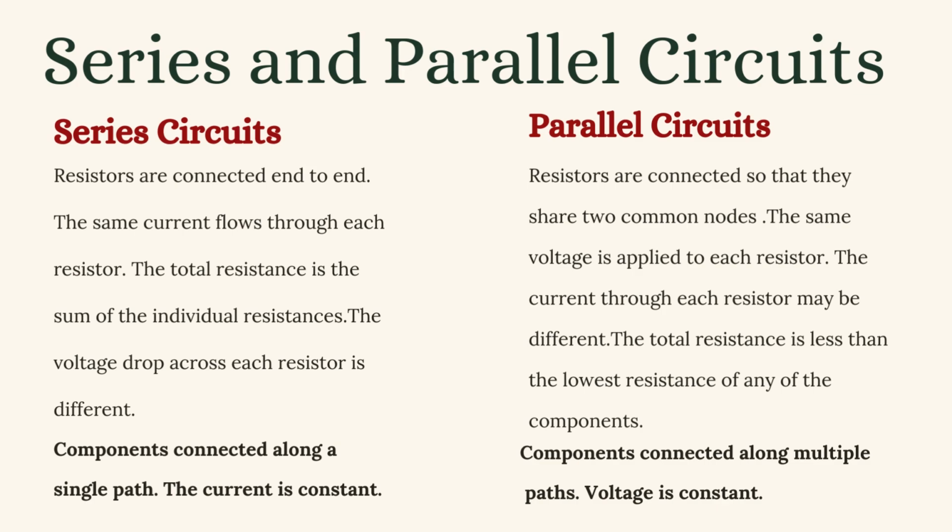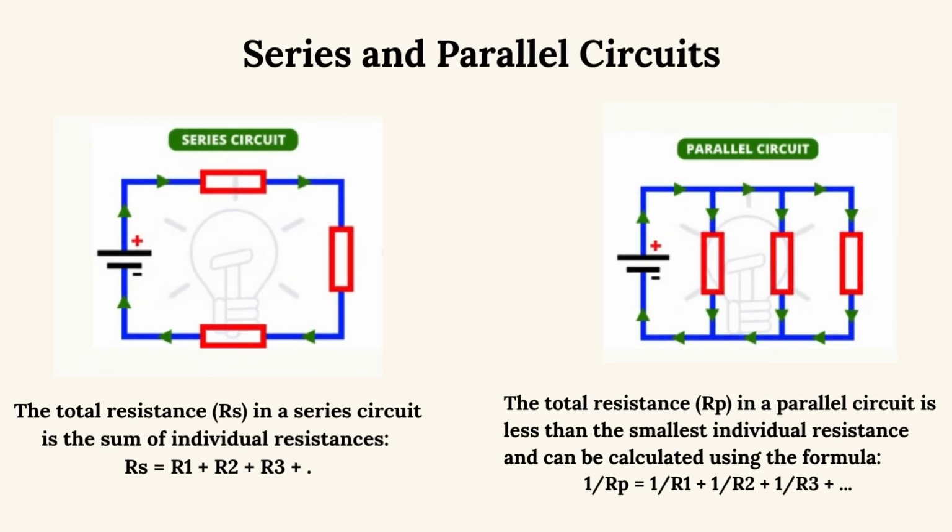Components connected along multiple paths and the voltage is constant. The total resistance in a series circuit is the sum of individual resistances. The total resistance in a parallel circuit is less than the smallest individual resistance.